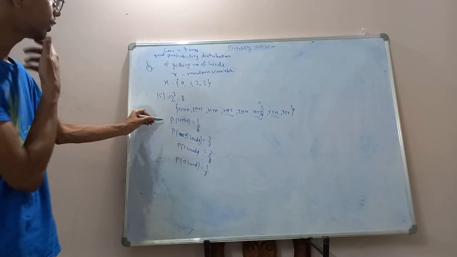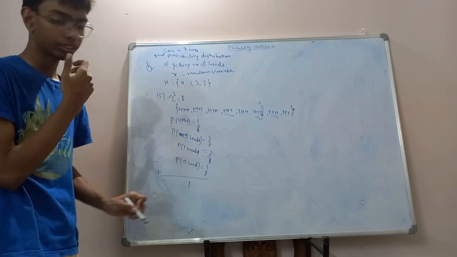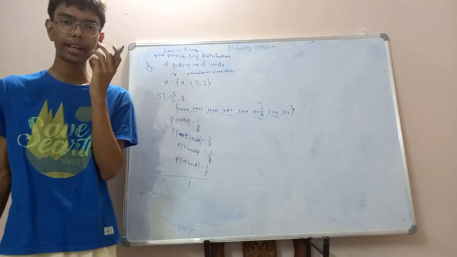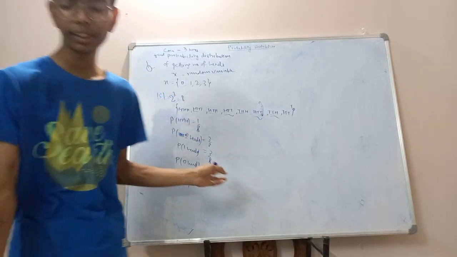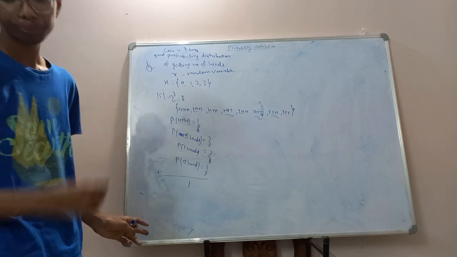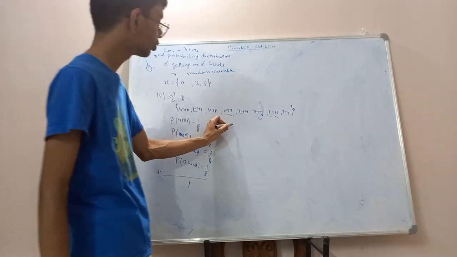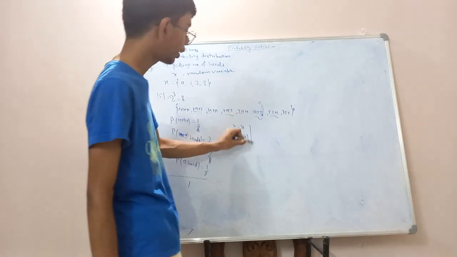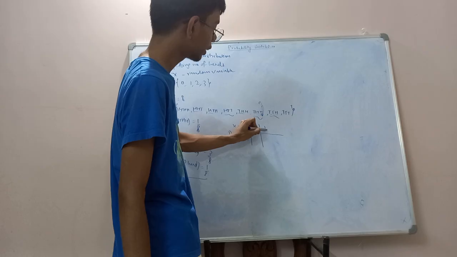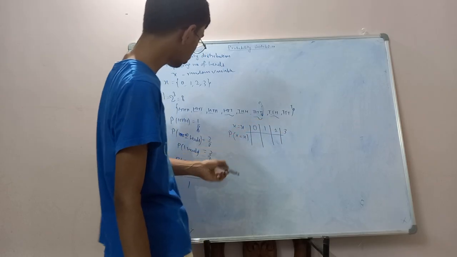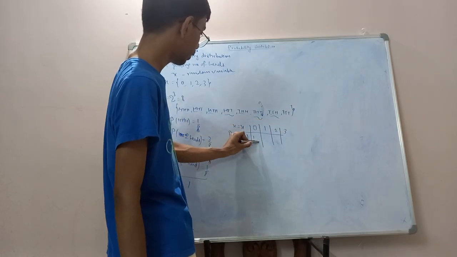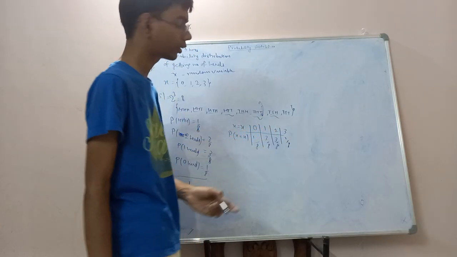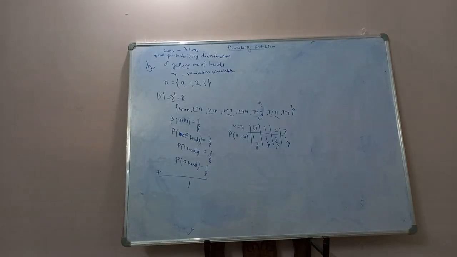Now see, if I sum up every probability of the random variable, in the end I will get 1. The probability distribution will be something like this: heads 0 times, 1 time, 2 times, and 3 times, and the probabilities are 1 by 8, 3 by 8, 3 by 8, and 1 by 8 respectively.